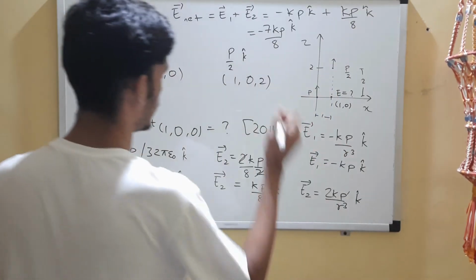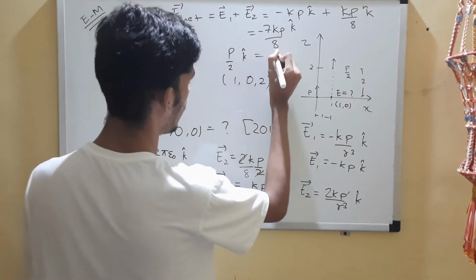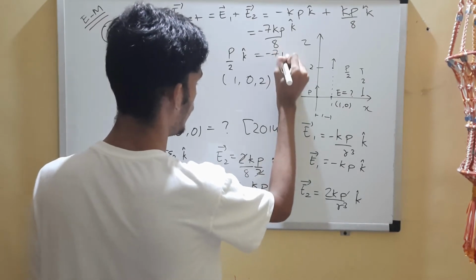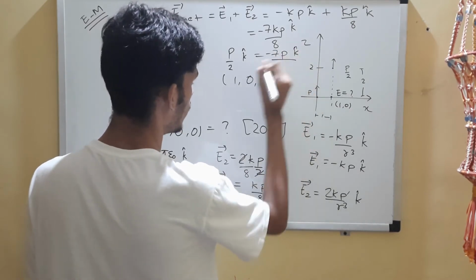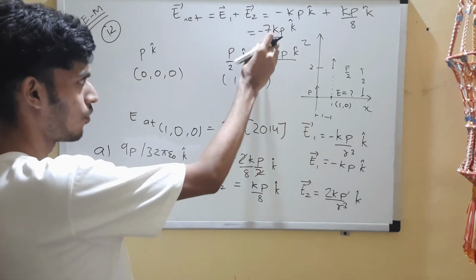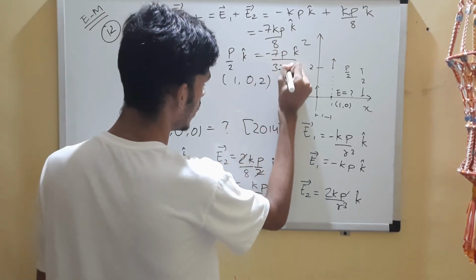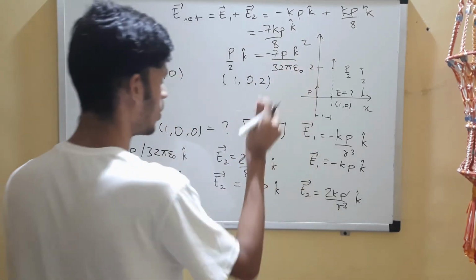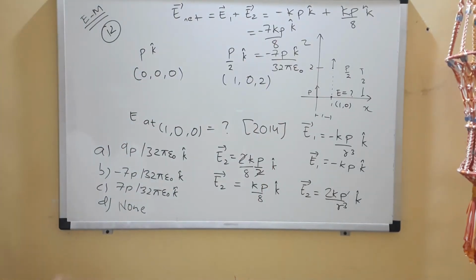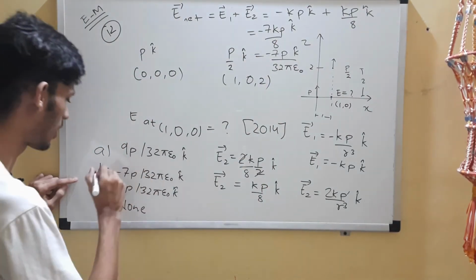This k is nothing but the constant 1 upon 4 pi epsilon naught. So you get minus 7 p k cap, and you have 1 upon 4 pi epsilon naught. 4 into 8 is 32. So 32 pi epsilon naught. 4 8s are 32. Okay, so option B is the correct choice over here.